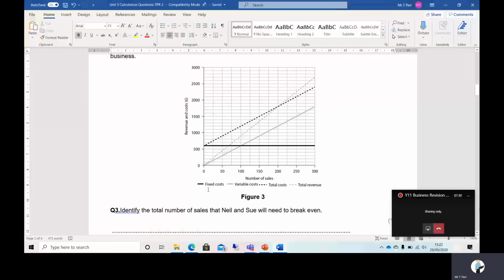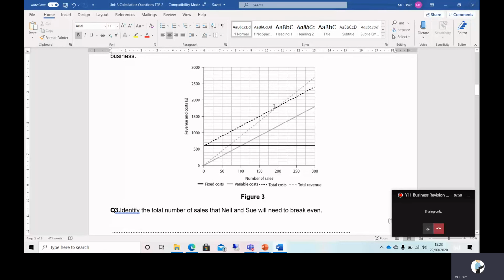First of all, identify the total number of sales that Neil and Sue will need to break even. Remember, break even is a number of sales or units. So it's the point at which our total revenue and our total costs cross. That's the two dotted lines. There's our total costs, and it crosses the line round about here. It's easier to see when it's printed out, but on a screen we can see that point is our break-even point when they cross.